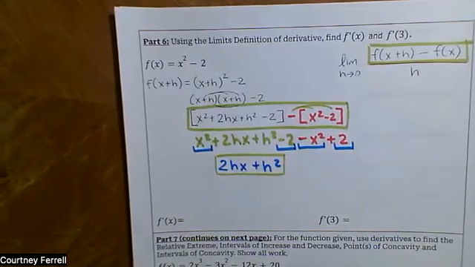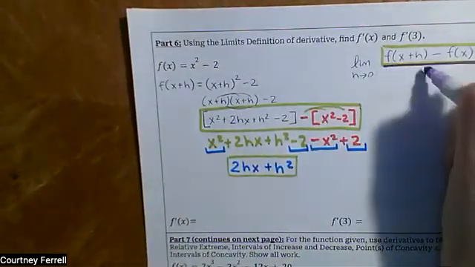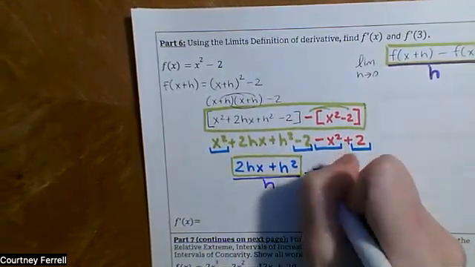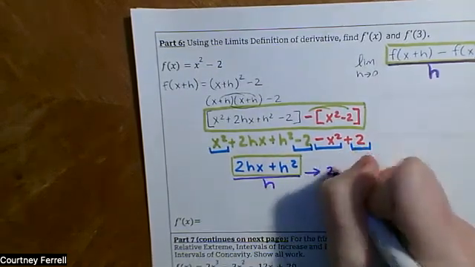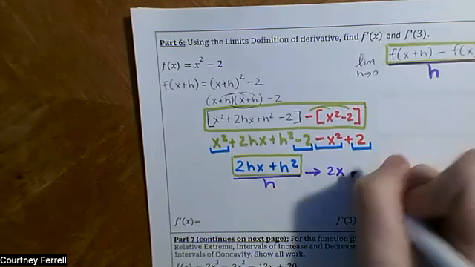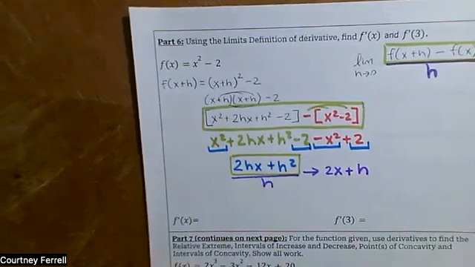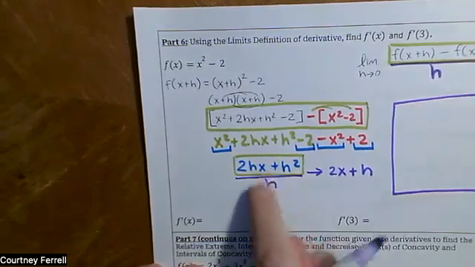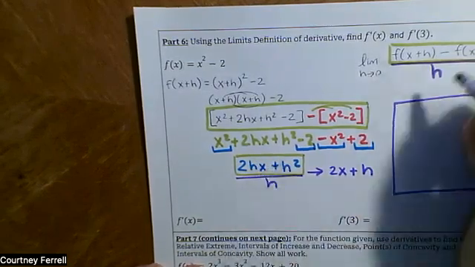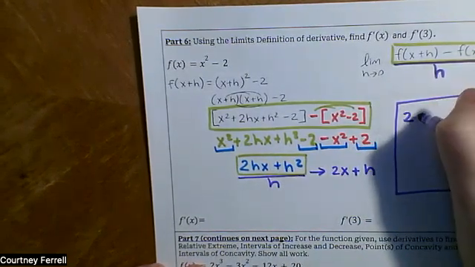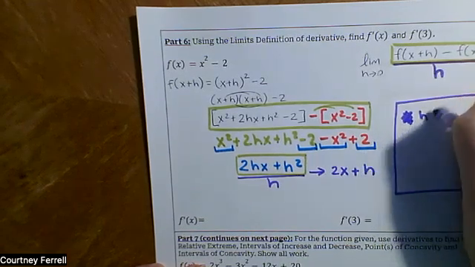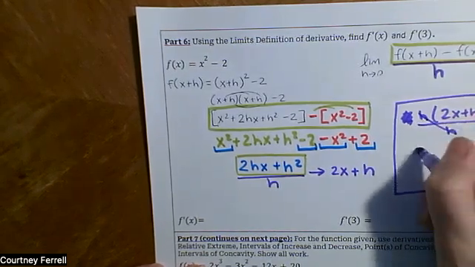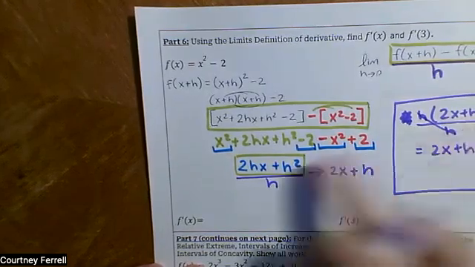Now we need to do the other part, which is to divide by h. That's going to cancel out an h in the first term, giving me 2x, and then h squared divided by h gives me h. As a side note, this is extra, you don't have to do this. If you're confused, you can factor the top if you don't want to do it the way I showed. An h gets pulled out, 2x plus h, divided by h. You also could have thought of it that way. Either one of these is fine.